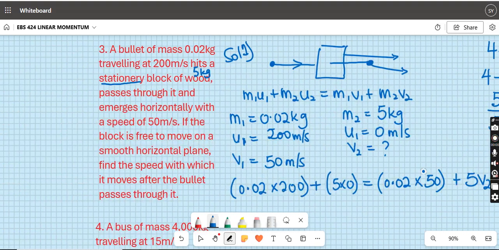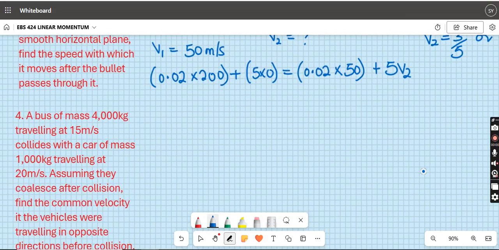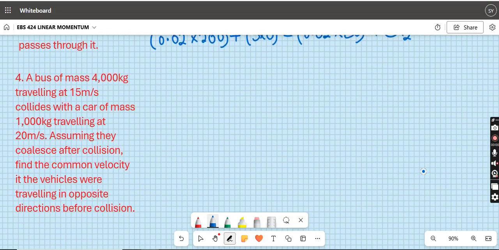Alright, I want you to try question 3 yourselves. A bus of mass 4,000 kilograms traveling at 15 meters per second collides with a car of mass 1,000 kilograms traveling at 20 meters per second. Assume they coalesce after collision. Find the common velocity of the vehicles, if the vehicles were moving in opposite directions before collision.